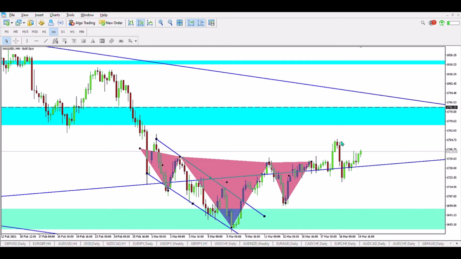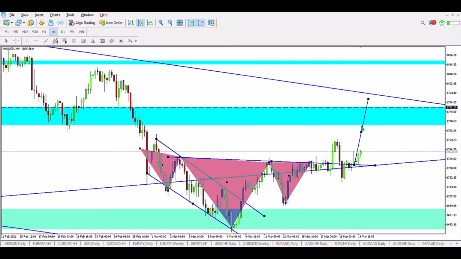We had a breakout, then a retest to the neckline. I'll show you where is your neckline. Your neckline is exactly here. We retested the neckline and now it looks like we are going back bullish. Now how much bullish can we go if this is a real head and shoulders pattern?